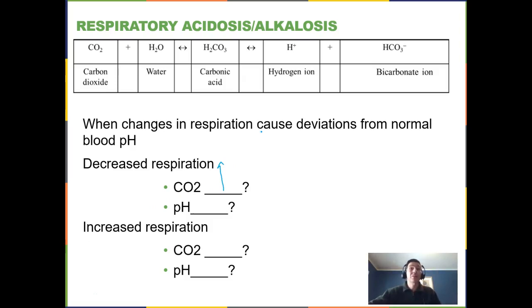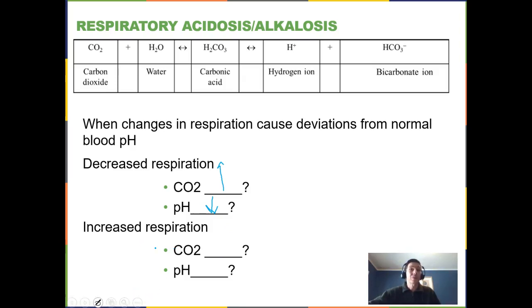And because CO2 gets automatically converted to carbonic acid in your bloodstream, when the CO2 levels go up, your hydrogen ion concentration goes up, which means your pH is going to go, anyone? Down. So that is respiratory acidosis. If your respiratory rate declines, CO2 levels go up, pH declines, you go into respiratory acidosis.